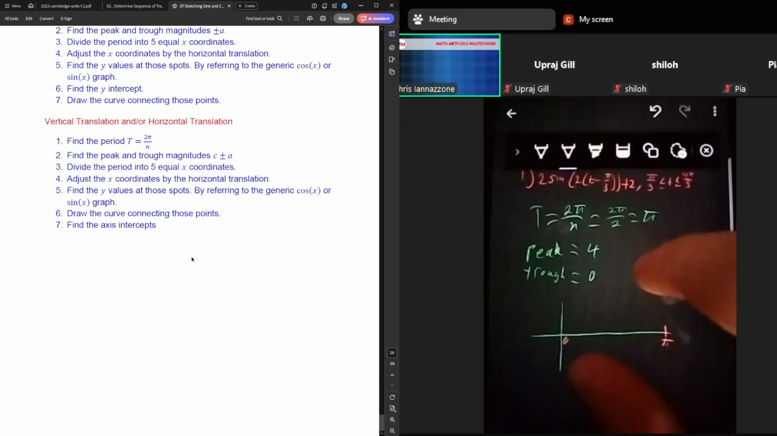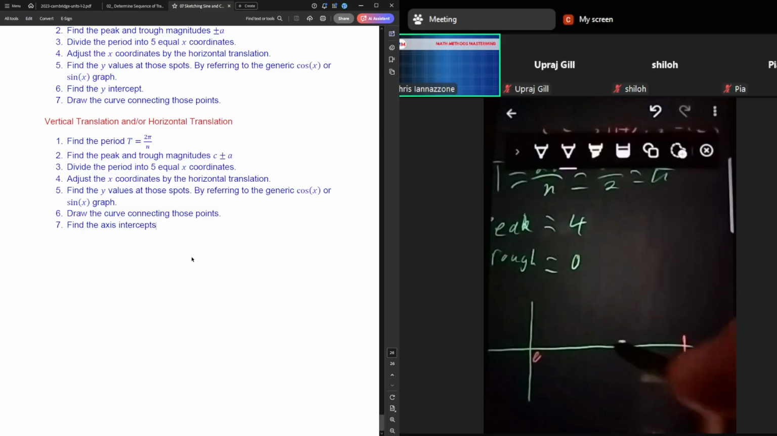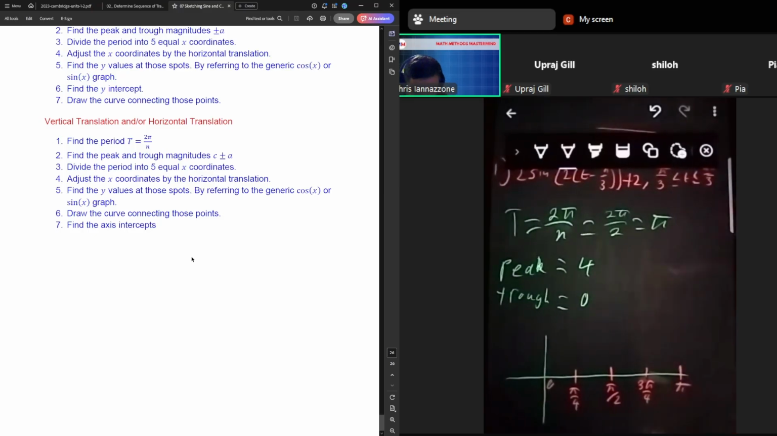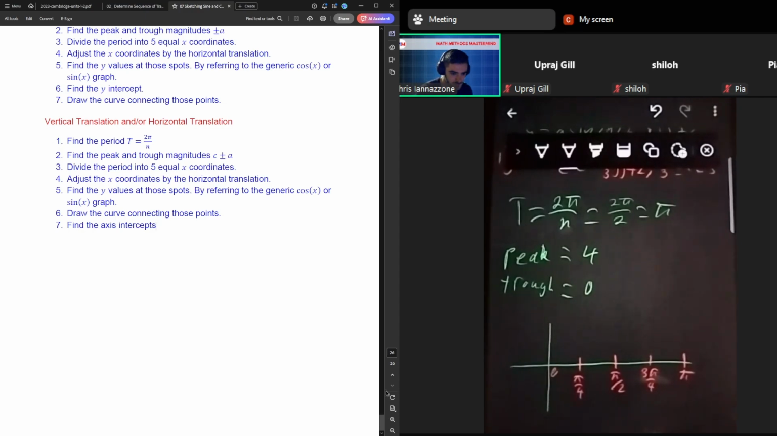Halve it again. So I'll zoom in on that just a little bit more. Pi on 2 would be there. Pi on 4 would be there. And then 3 pi on 4. Nice. And reminder that 0 counts as one of those values.